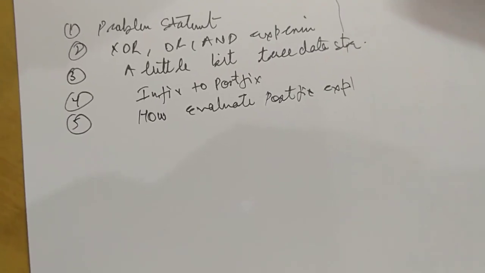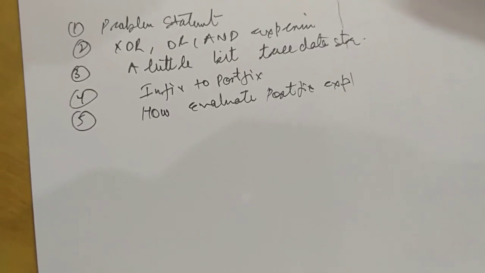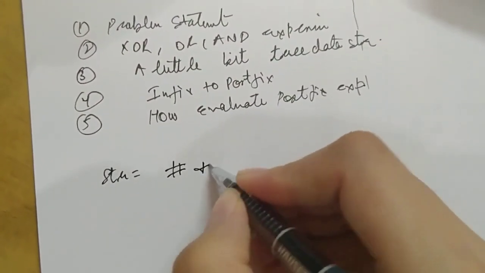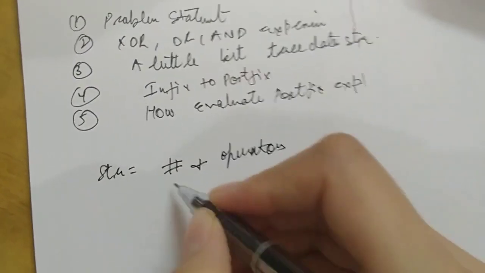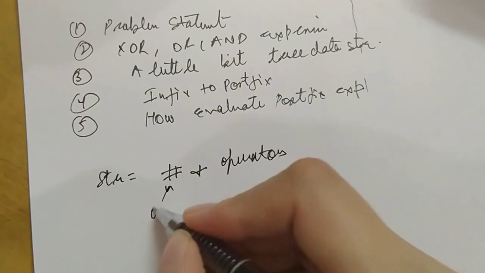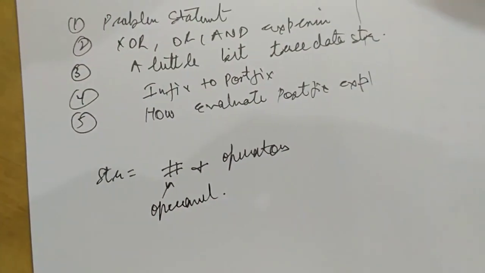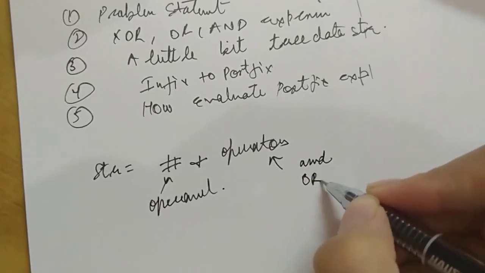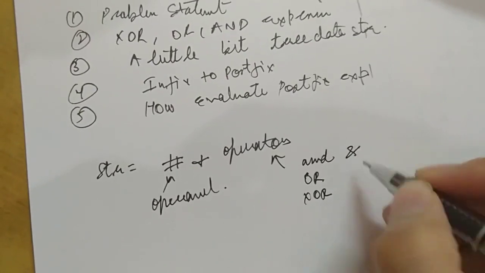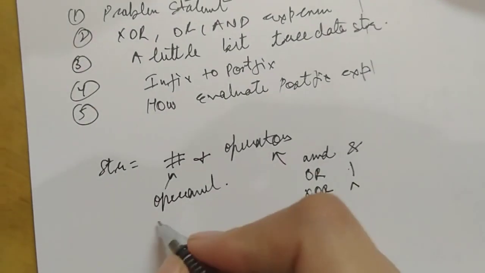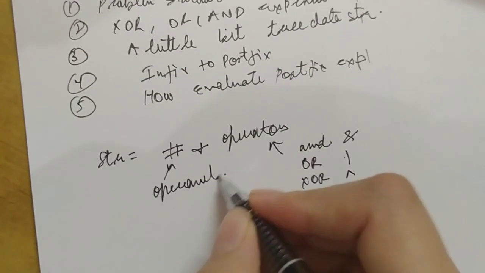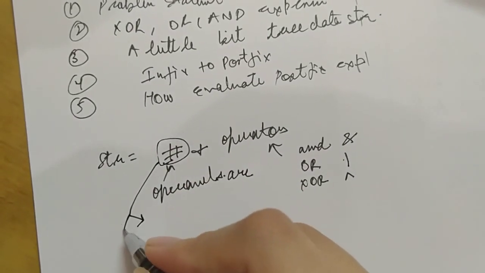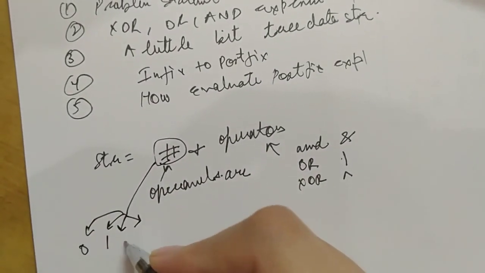So let's start with the problem statement. According to the problem statement, we are given a string in the form of hashes and operators. Hash here refers to an operand, and operators are in the form of AND, OR, XOR. And an operand is in the form of hash, which represents four things: 0, 1, small a and capital A.